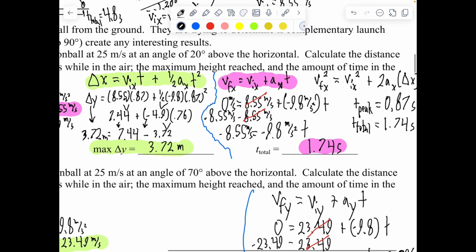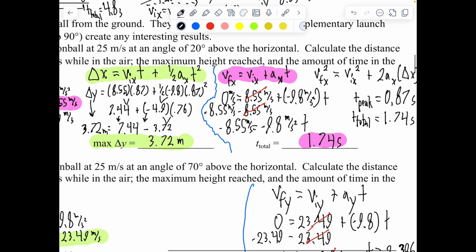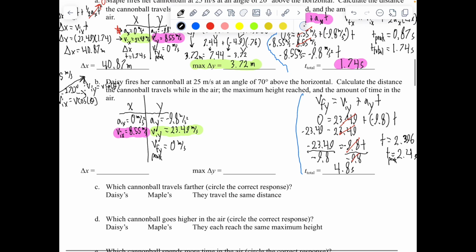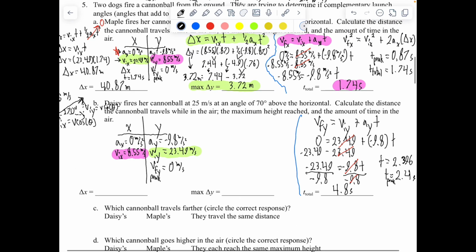When we launched it at 20 degrees above the horizontal, it only spent 1.74 seconds in the air. Now we've launched it at a much steeper angle. It's spending much longer in the air. That makes sense. All right, let's keep going. Let's solve for our maximum delta y.